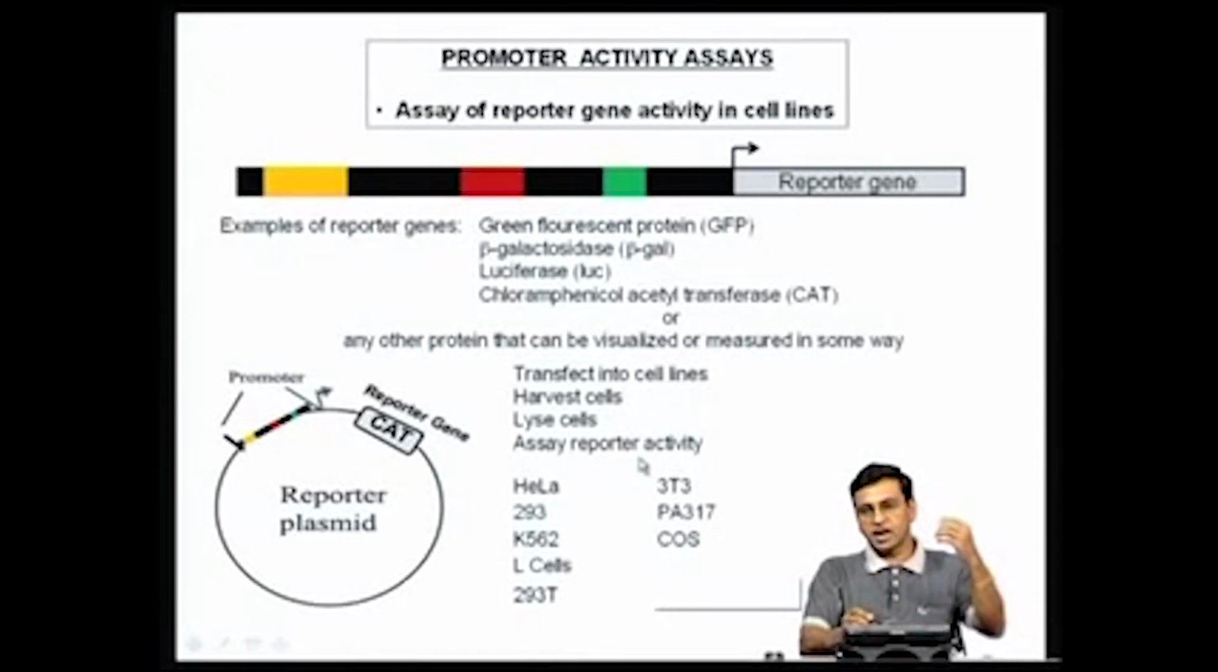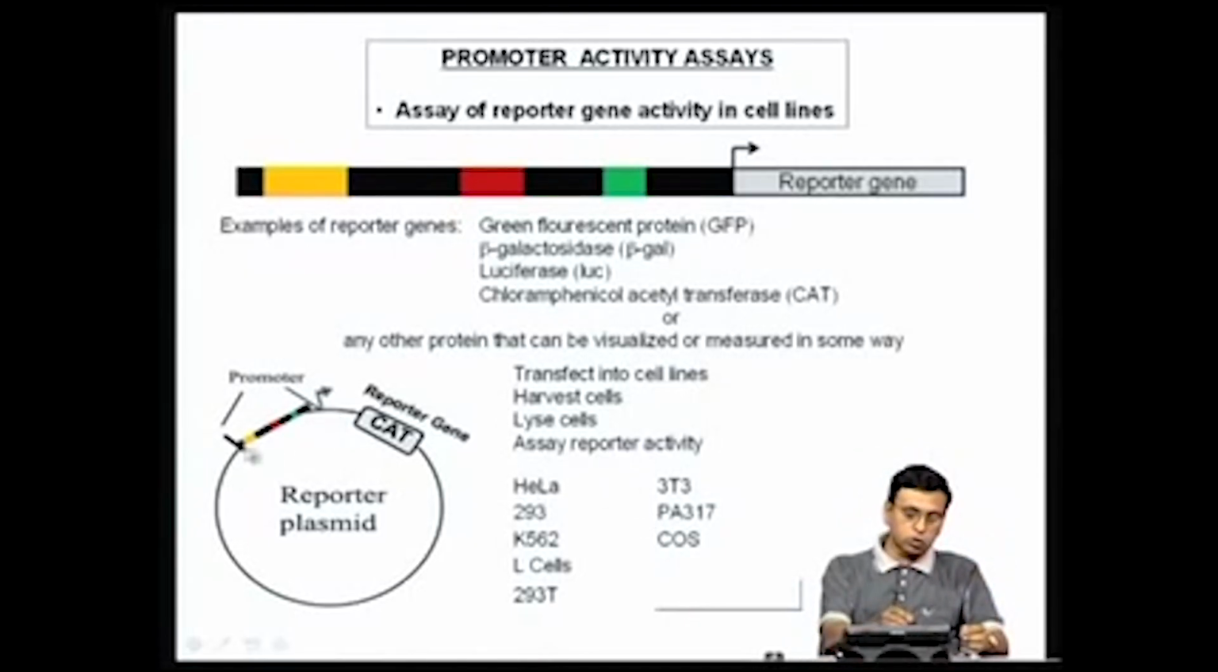You can do what is called calcium phosphate precipitation, you can do what is called lipofection and so on. There are a number of techniques, but it is sufficient to know that you can introduce exogenous DNA into eukaryotic mammalian cell lines in culture, and this plasmid DNA goes inside, and the various protein factors which are present inside the nuclei of these cells will now go and bind to this promoter and activate the reporter gene expression, and then you harvest these cells, lyse the cells, and assay for reporter activity.